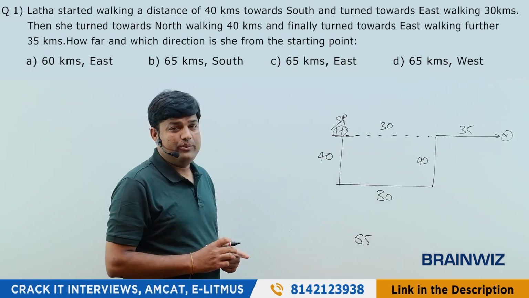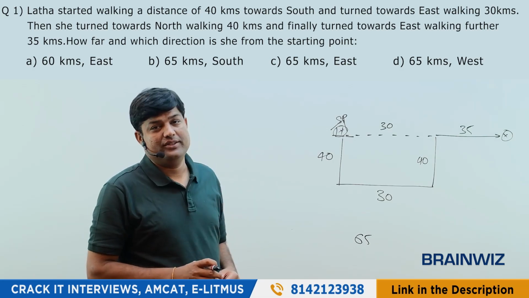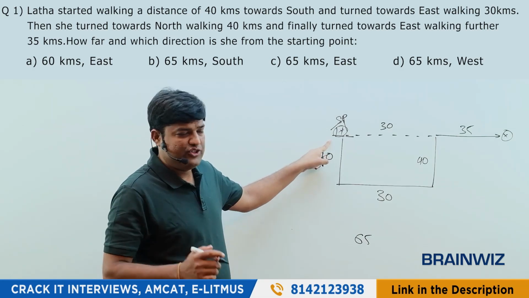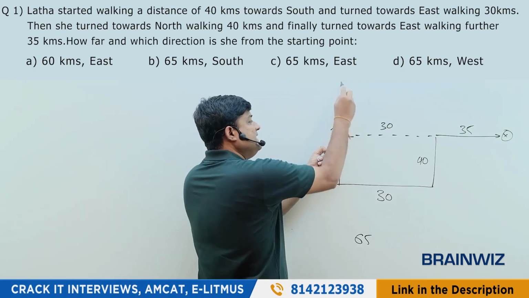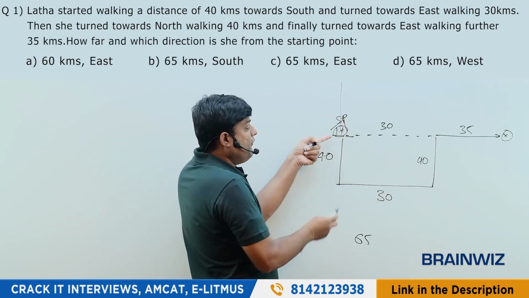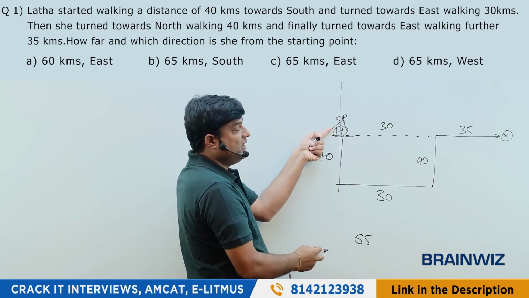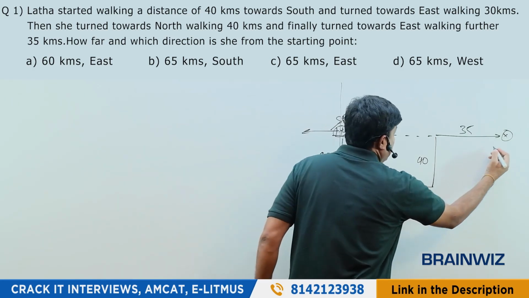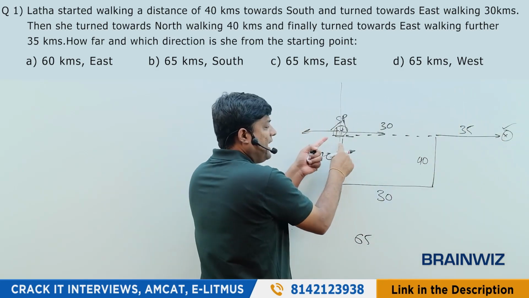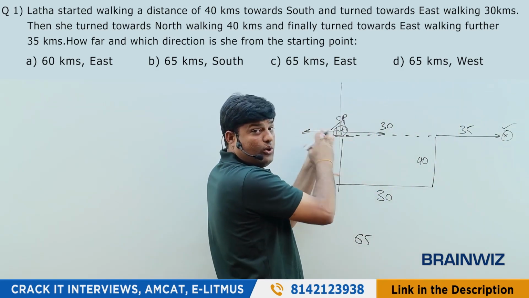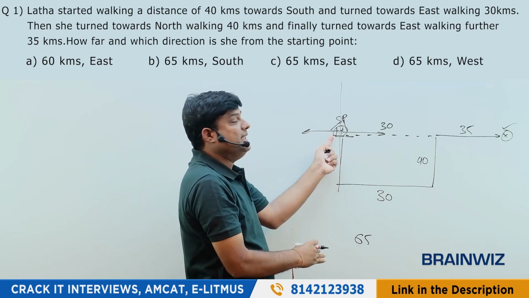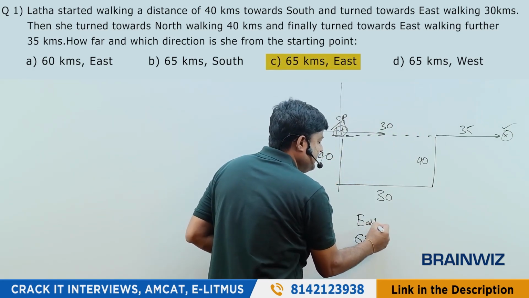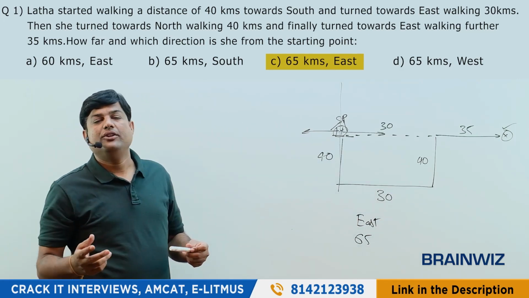Now the second question is asking you what is the direction. When you have to know the direction from her house, you stand here and check. From the house, this is north. From the house, this is south. And from the house, this is east. And from the house, this is west. Now, as you know, she is standing here. From her house, in which direction is she? What is this direction we have learned? This direction is said to be east. So our answer is that she is in the east direction, 65 kilometers.